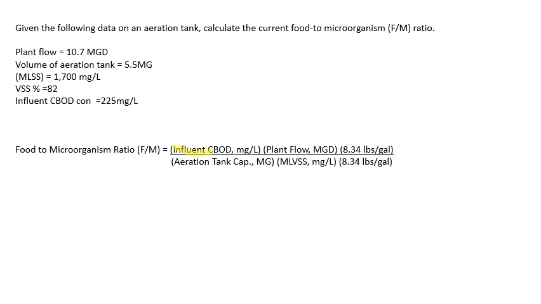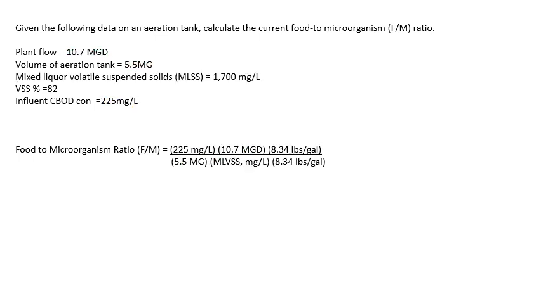Before we do the extra step, we'll go ahead and plug in what we have now. Our influent CBOD is 225 milligrams per liter. We have our plant flow of 10.7 million gallons a day. We have our aerator tank capacity of 5.5 million gallons. And what we're looking for still is the MLVSS. After we plug all these in, we will solve for that. So go ahead and plug your numbers into your formula.